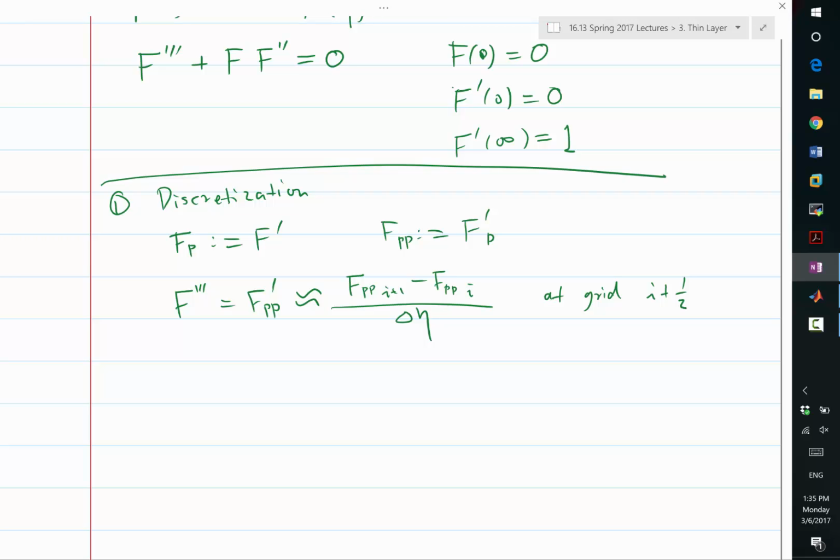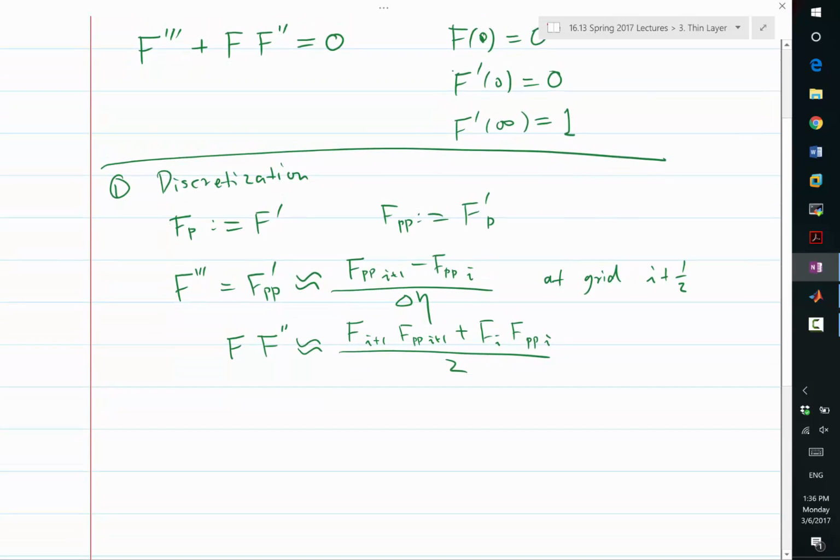Now we are also approximating f, as we also need approximation at I plus half. So we are going to be approximating the product of f and f double prime as the average of f at I plus 1 times fpp at I plus 1, plus f at I times fpp at I. This is called the trapezoidal rule. This is approximating the value of this product by the average between the values of the product at the end grid points. That's kind of an average over this cell. So this is also at grid point I plus half.